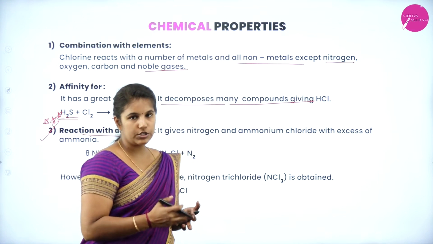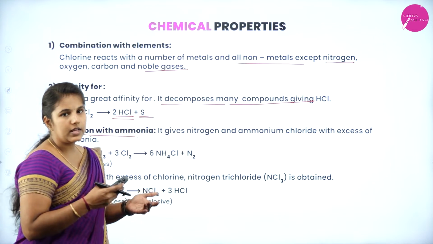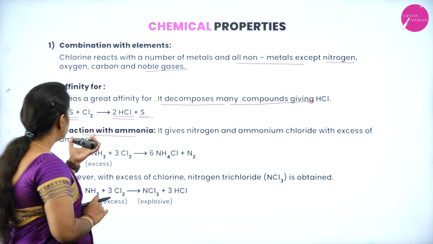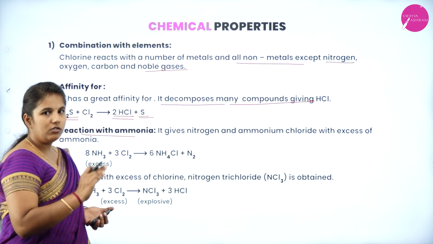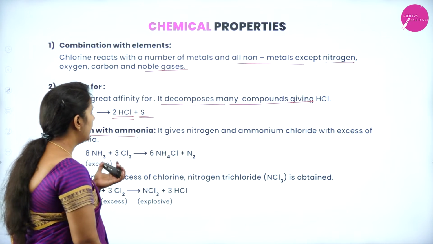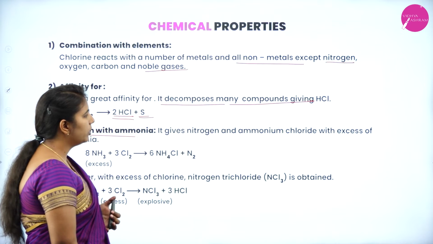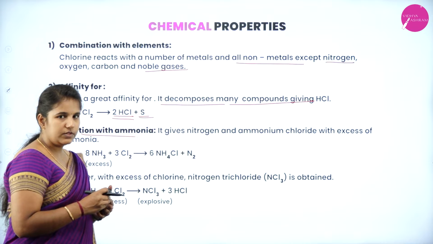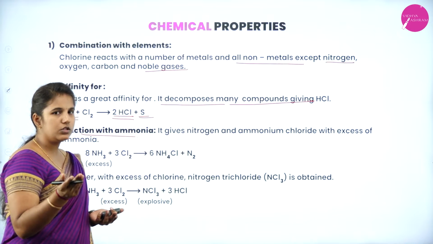In those questions, maybe from this part they can ask you. How do they ask? I'll tell you. It is a reaction with ammonia. How does chlorine gas react with ammonia? It gives nitrogen and ammonium chloride with excess ammonia. When ammonia is reacted with chlorine, it forms two different products.